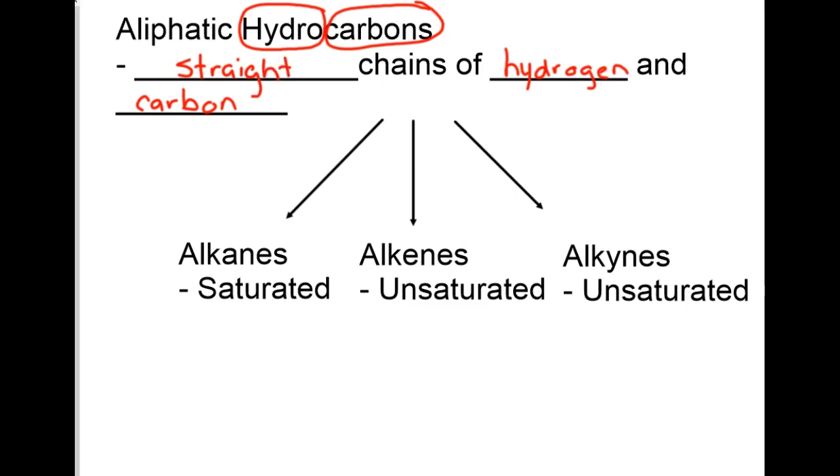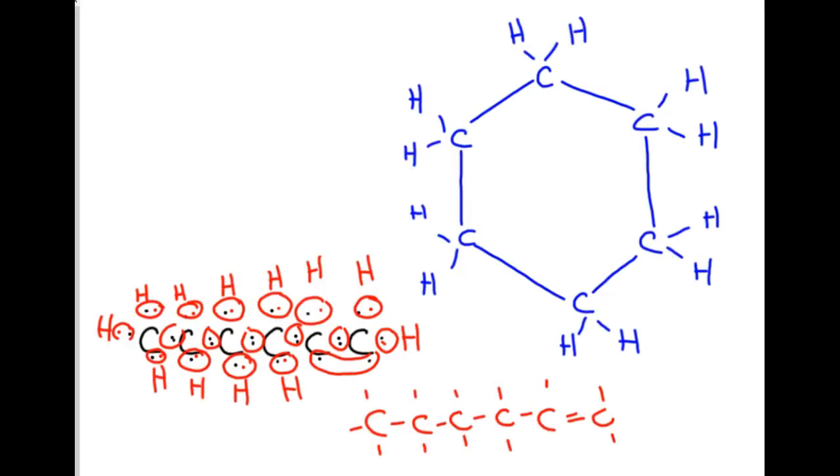So if I just take one moment, I'll come back to the slide. This is what we would call an aliphatic hydrocarbon because it's a straight line of carbons. This is not an aliphatic. This is a cyclic compound. We're not going to talk about these quite yet. We will, don't worry.